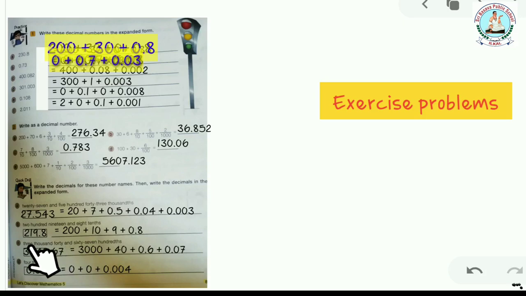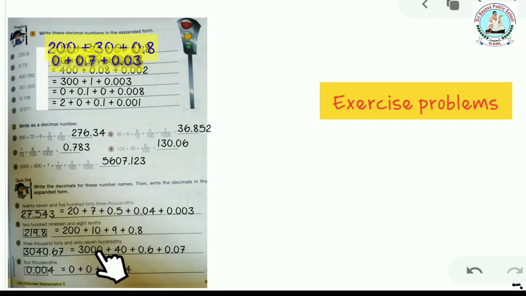Next number name is 3040 and 67 hundredths. So 3040 is the whole part, so we write that first, then the decimal point, and 67 hundredths. This means 6 and 7 are in the tenths and hundredths place respectively, and the last digit's place value is hundredths.